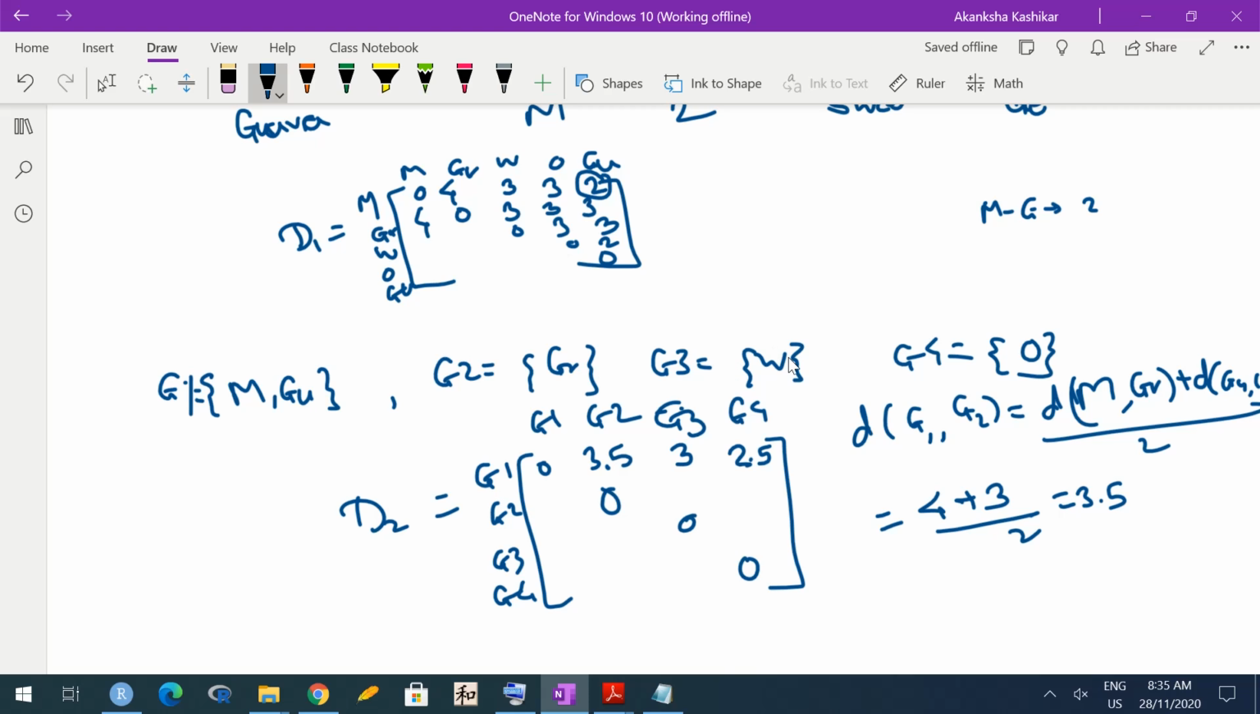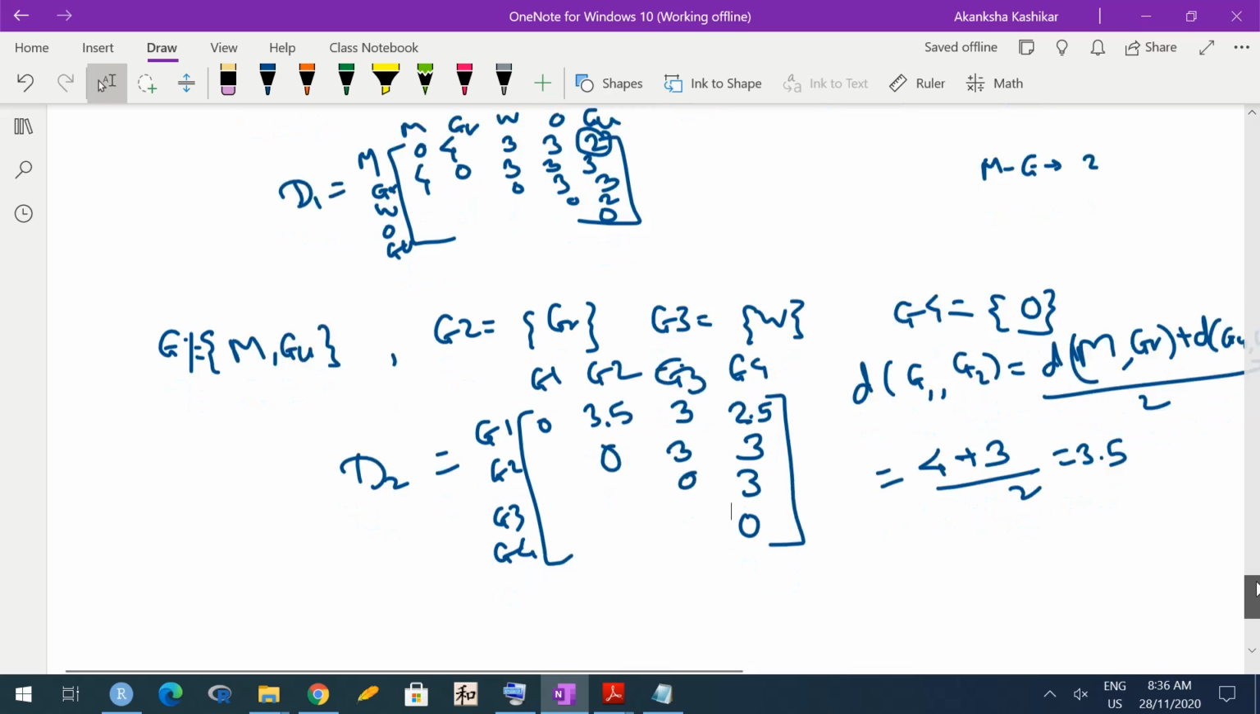G2, G3 is grape and watermelon. So grape and watermelon was 3, so let me keep it as it is. Then G2, G4 is grape and orange. So grape and orange was also 3, so let me keep it as it is. Then G3, G4 is watermelon and orange. Watermelon and orange is again 3, so let me keep it as it is. Okay. So now I have a new distance matrix, and remember, as soon as I get a new distance matrix, we have to forget about the old distance matrix.